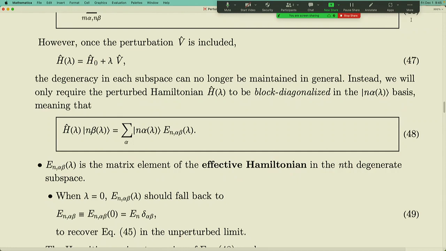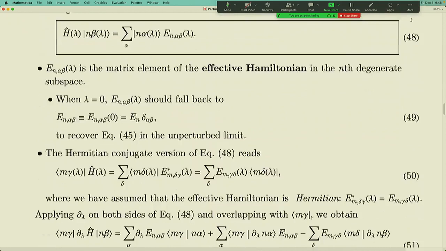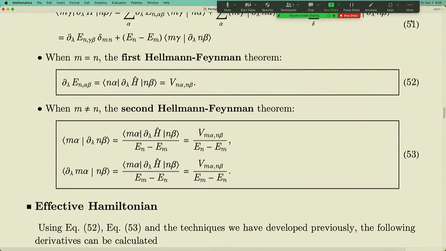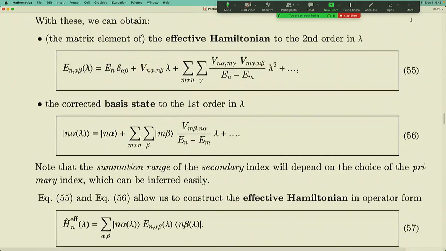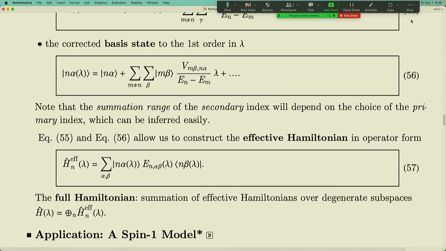So this equation means that this Hamiltonian has been block diagonalized, that there is no longer any mixing between different blocks. But within the block, there can still be mixing between the alpha and beta states, which is described by the effective Hamiltonian. So this allows us to clear up all the off-diagonal block matrix elements, and if you just keep applying this, you can zoom in on each block and see whether there are still degeneracies or not. If there's no degeneracy, you apply non-degenerate perturbation theory. If there's still degeneracy, you do this exercise again. So by iteratively applying this degenerate perturbation formalism, one can eventually diagonalize the full Hamiltonian.